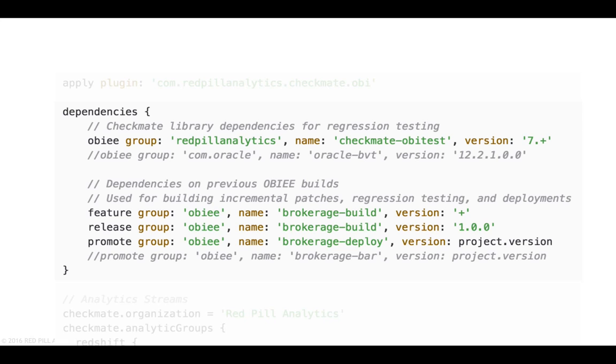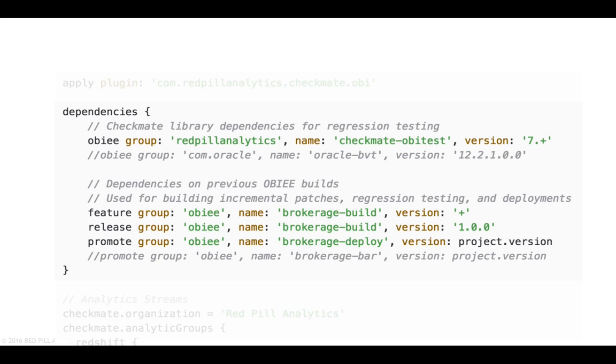So for instance, you see the feature build group, which has a plus next to the version, meaning that we're going to use those tasks to regression test our feature branches. And by putting that plus there, we just simply want the most recent version of code that's been built and deployed to Maven. So whatever the most recent version of code is, that's what we'll pull down anytime we use any of the feature tasks that Checkmate provides.